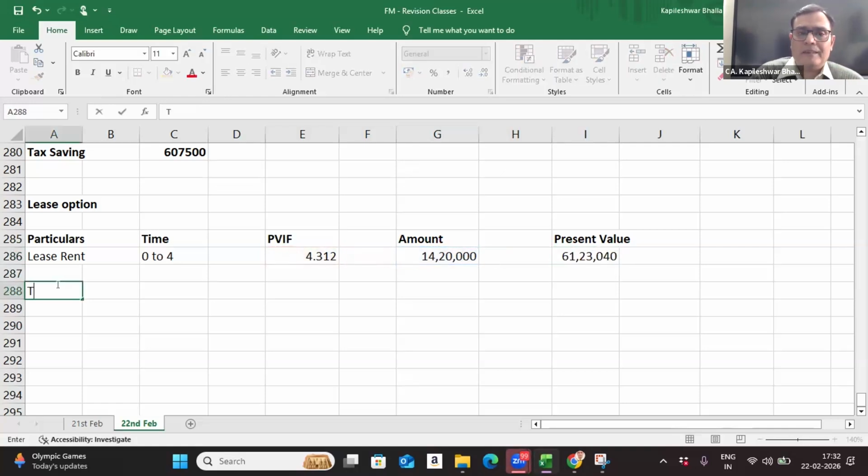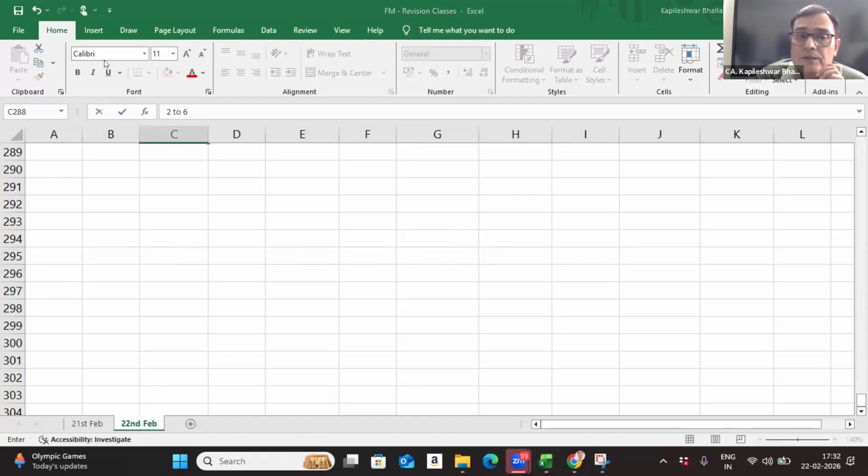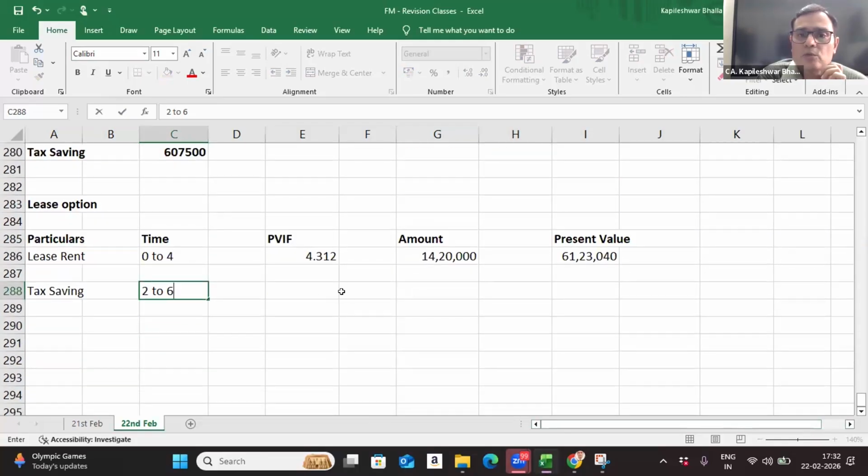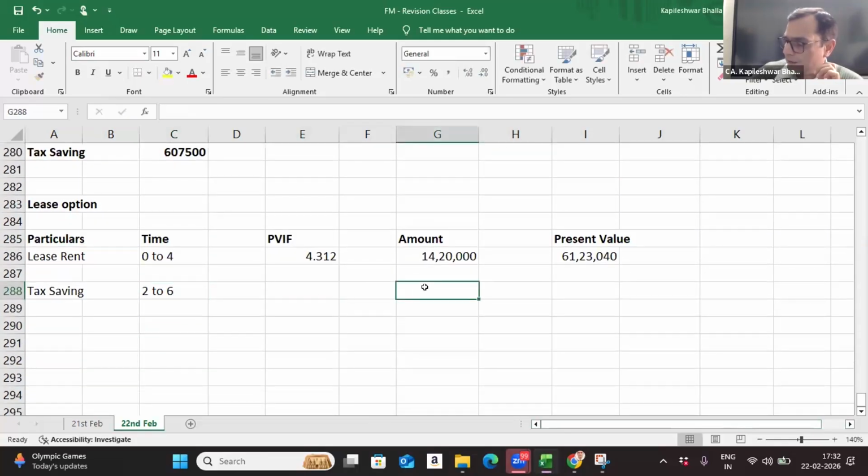And then there is going to be a tax saving. So what will be the timing factor of the tax saving? Can I say it is going to be 2 to 6? Correct. That's right. So this is going to be 2 to 6 years. Let's see the factors. So on 1420, we take a tax advantage at the rate of 30%. This will be inflow. So that's going to be 4,26,000.